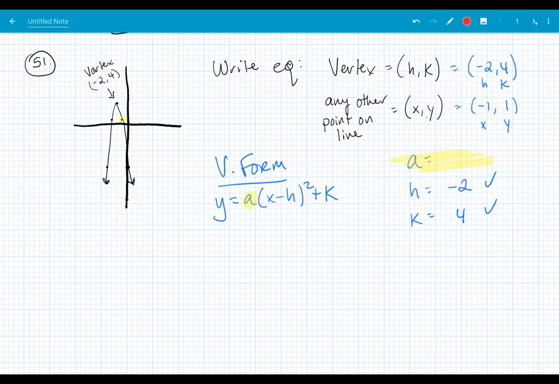So y equals, so my y value was 1. So I'm going to put this guy in first. So 1 equals a, I don't know that guy yet, times my x value, which is negative 1, minus our h value, which is negative 2, squared, plus our k value, which is 4. So obviously we can simplify these two negatives here. So really write this as 1 equals a times negative 1 plus 2 squared plus 4.